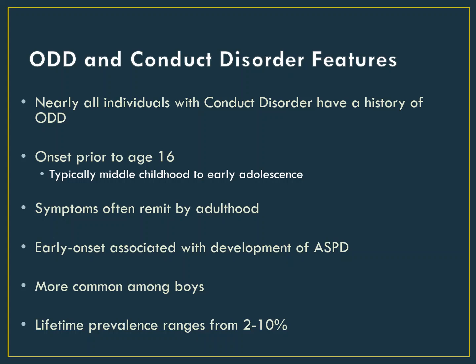For both disorders, symptoms are most likely to remit or go away by adulthood. That is to say that most kids with either of these diagnoses are not likely to continue demonstrating these types of symptoms as adults. However, early development of these symptoms, specifically early development of conduct disorder symptoms, is more predictive of later developing antisocial personality disorder. Both disorders are more common in boys, and prevalence rates range up to 10%.